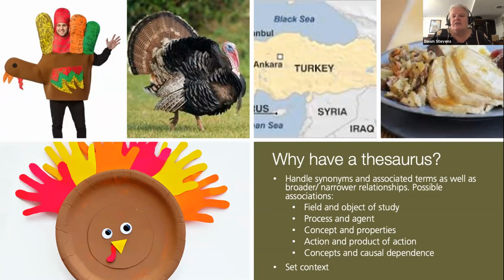Process and agent, we might talk about. We have a process for termite control. One of the ways you might control termites would be something like a pesticide. So again, pesticide is not necessarily a synonym of termite control. It's not necessarily a subdivision of it, but it is a related term. Concepts and their properties: I might talk about the toxicity of a poison. Right? It's an attribute. It's a related term there. Actions and products of actions: I might talk about indigestion when I'm talking about eating as my higher action.